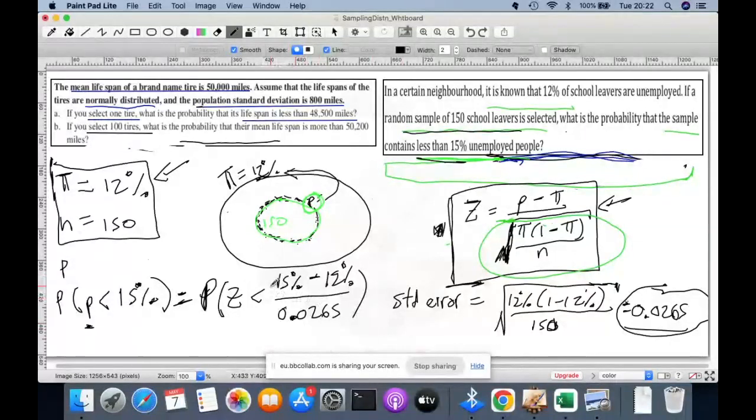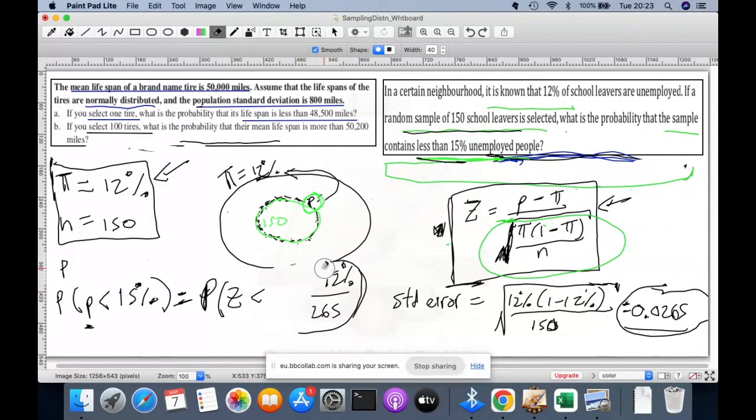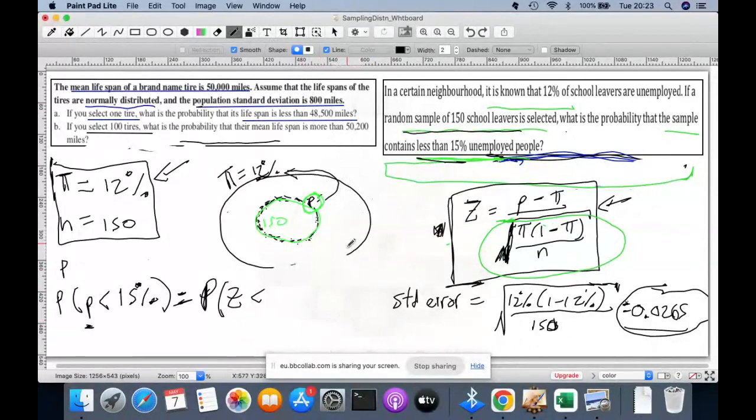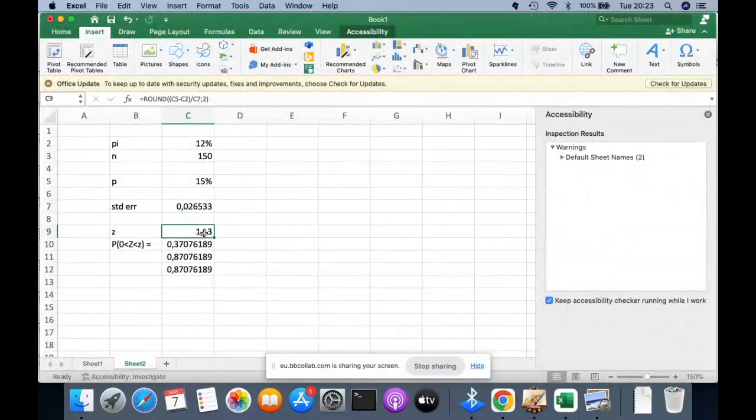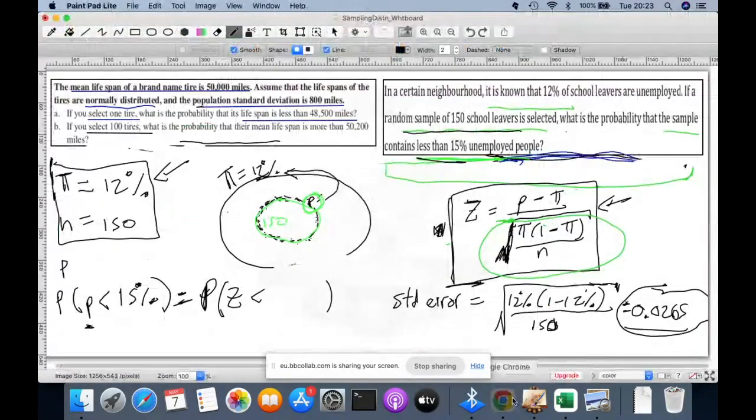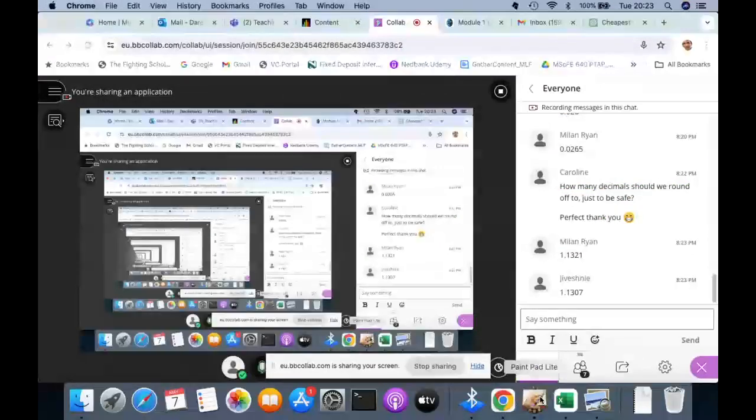Okay. So now, if you work out this part here, which is much easier to work out now because you worked out the denominator, which is the more complex part. So 15% minus 12% divided by 0.0265. If you can work that out in the meantime, while I erase this, and I'm going to write it here as a shortcut because I'm out of space. Okay. So that'll be 1.13. Yes, fantastic. Thank you.